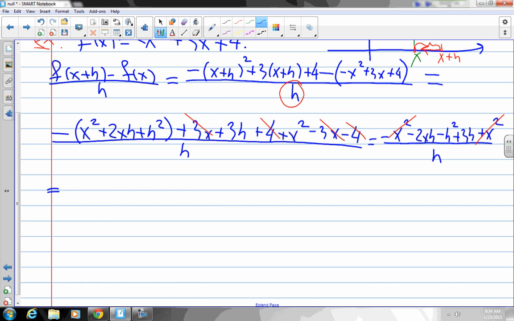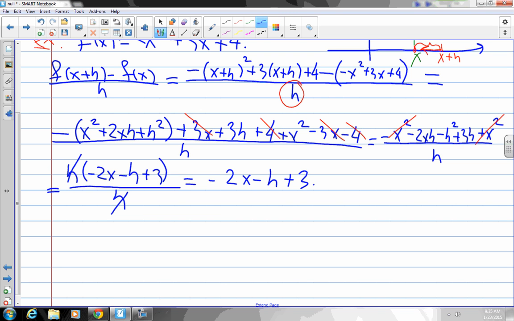At least every term in the numerator has at least one h in it, so I can factor it out and reduce. This will allow me to find the slopes of tangent lines, because I'll just ignore h from then on. It's h times negative 2x minus h plus 3 over h, so h is canceled, and we'll have negative 2x minus h plus 3. Does that make sense? This is how far we've gone in algebra. This is how far we go in pre-calc.